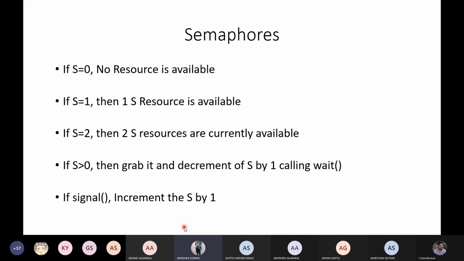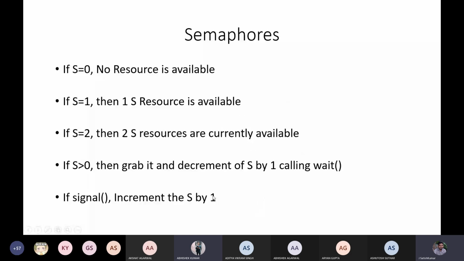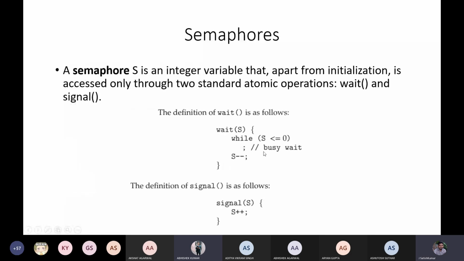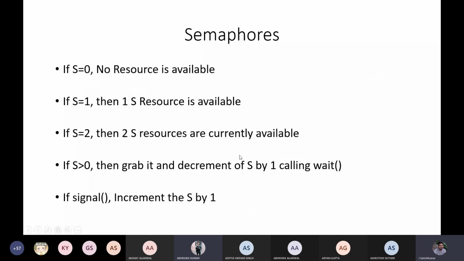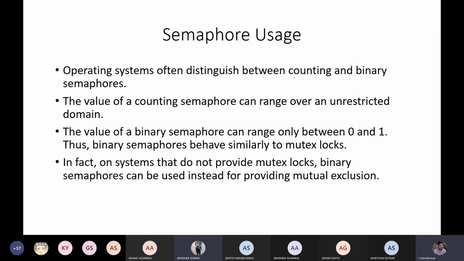Yes, sir. Now let us try to understand the semaphores. The semaphore is simply two functions, wait and signal. The signal will increment the value after releasing the semaphore, after coming out of the semaphore. Wait will enter into the semaphore and make the others wait. Now in operating systems there are two kinds of semaphores: counting semaphore and binary semaphore.